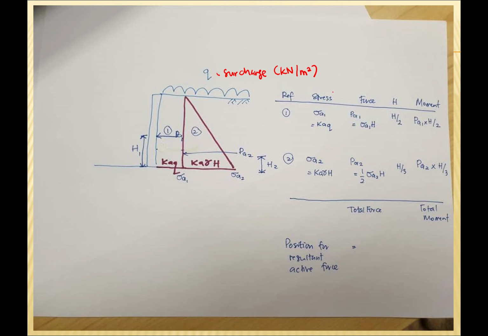So still you need to find the stress value, the force for each area, and the arm for each stress distribution, and then find the moment. Of course, to find the position of the resultant active force, you have moment divided by force, and you get the resultant active thrust acting on the retaining wall. So that is only a recap.